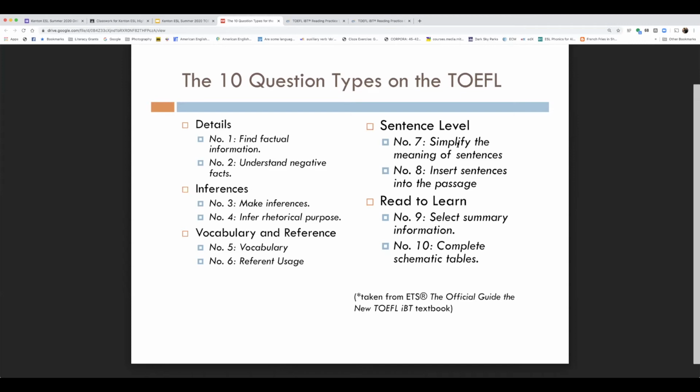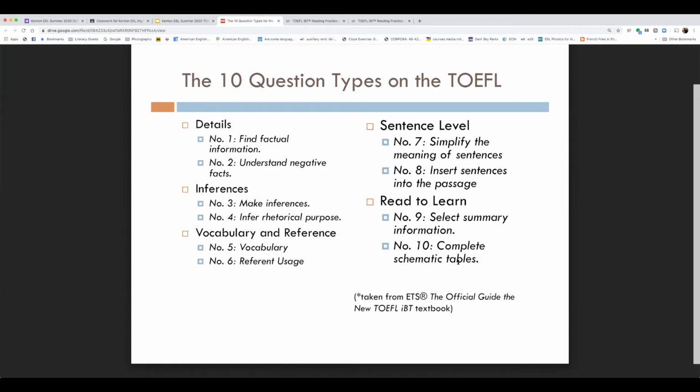So for example, they have an extra sentence in the test, and you have to find a place to put it in the text that they've identified. That's a challenge, okay? And then finally, I mentioned that the last question type you'll see for each reading are what's called the read to learn questions. So for example, you may have to select a few answer choices to summarize information, or you actually have to complete what's called a schematic table. And that means put information into a table.